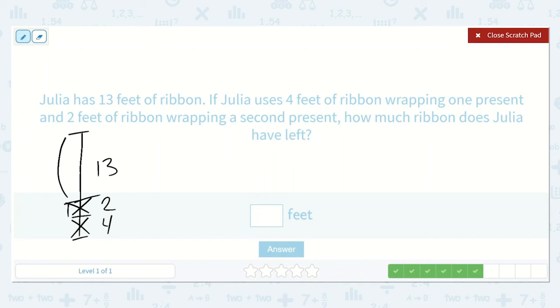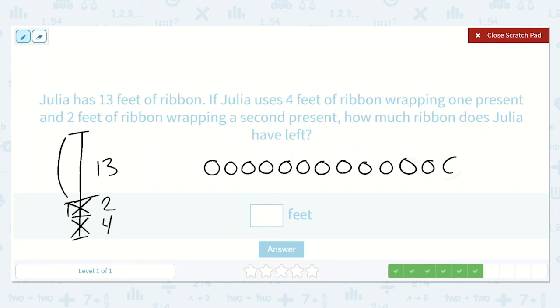So what we could do is we could draw circles to represent the feet. 1, 2, 3, 4, 5, 6, 7, 8, 9, 10, 11, 12, 13 feet. All right, she uses 4 to wrap one present. Let's cross off 4. 1, 2, 3, 4. Brilliant. But now she uses 2 more feet wrapping a second present. 1, 2. How many does she have left? Let's see. 1, 2, 3, 4, 5, 6, 7.